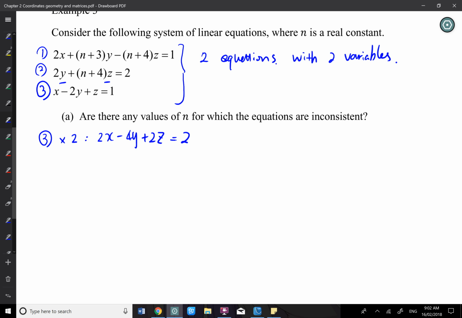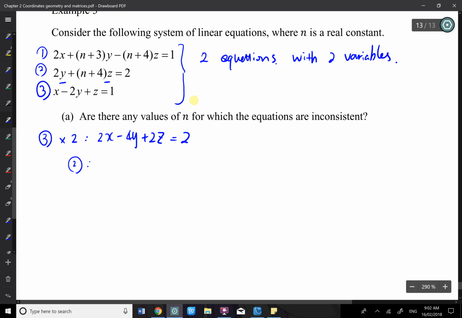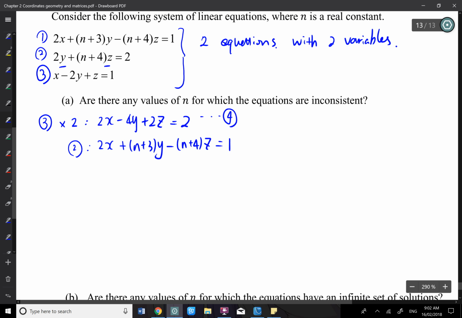The second one is 2x plus n plus 3y minus n plus 4z equals 1. That's equation number 4. I want to get rid of x, therefore I will use equation number 2 to subtract equation number 4. You have 2x, 2x, so you subtract that.